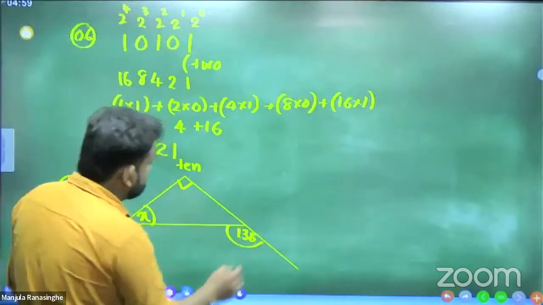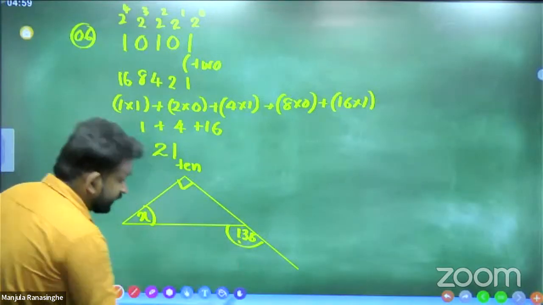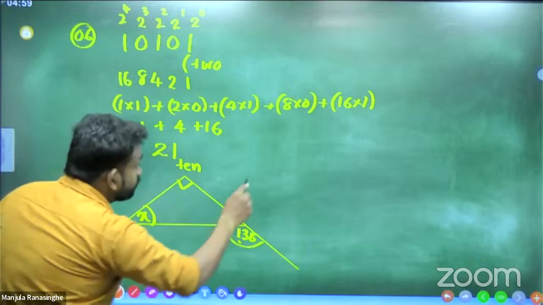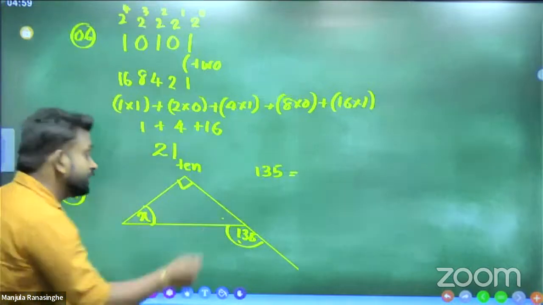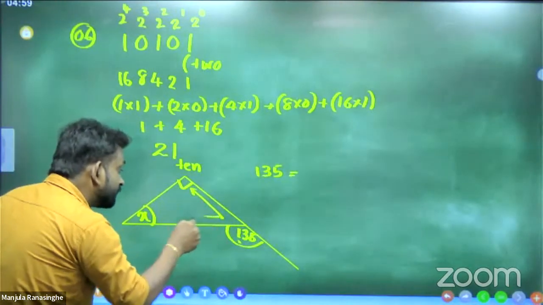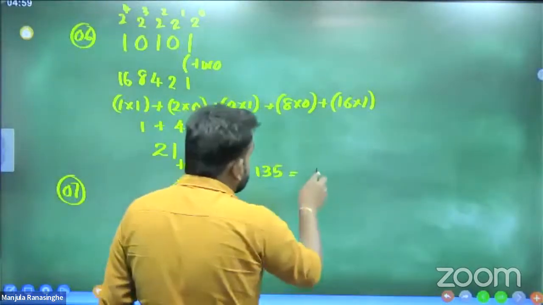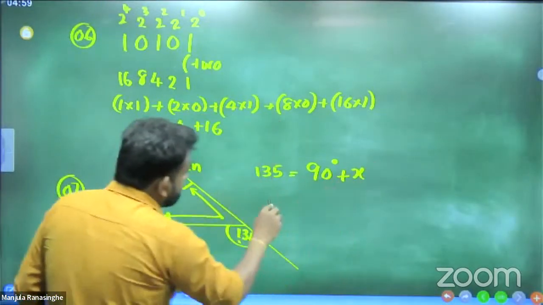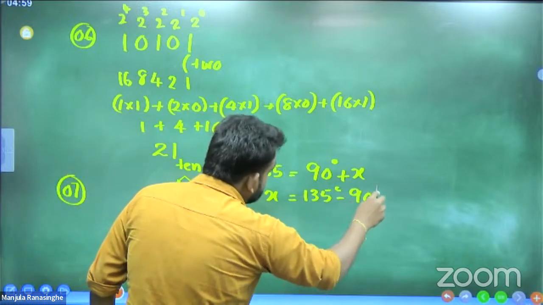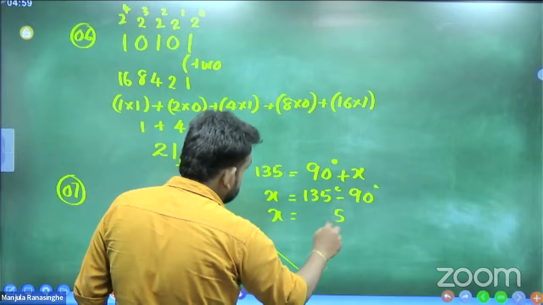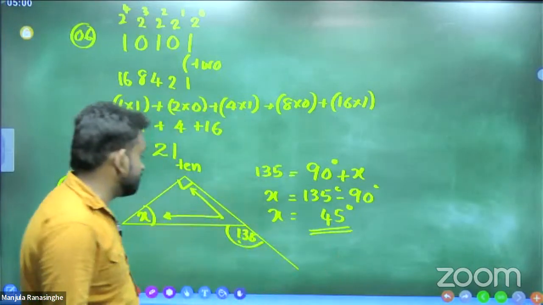Now we learned the exterior angle theorem. What does the exterior angle theorem say? This is the triangle and this is the exterior angle. It says the exterior angle, 135, equals the sum of the interior opposite angles. So 135 equals 90 plus x. Make x the subject: bring the 90 to the other side and subtract 90. Then x is 45 degrees.